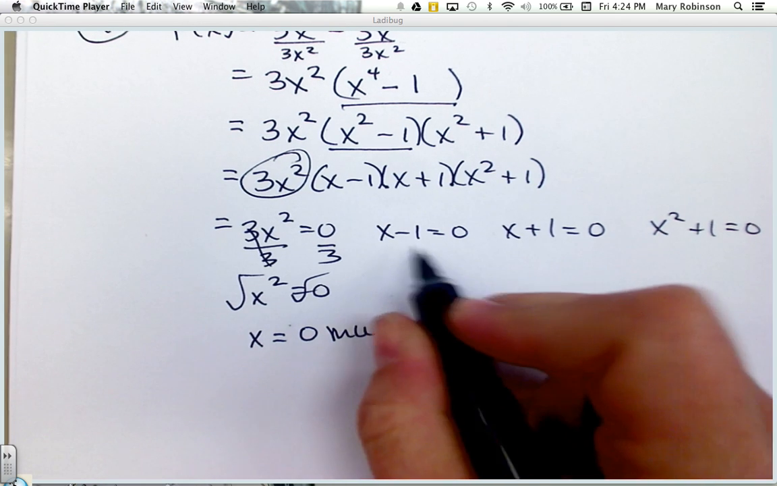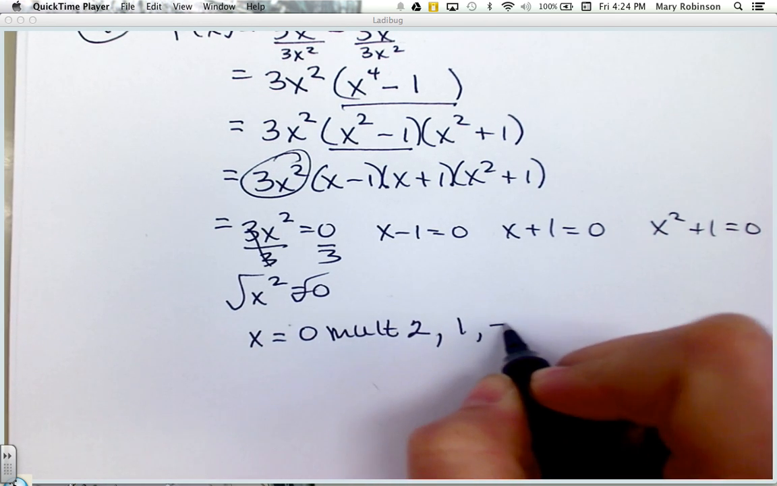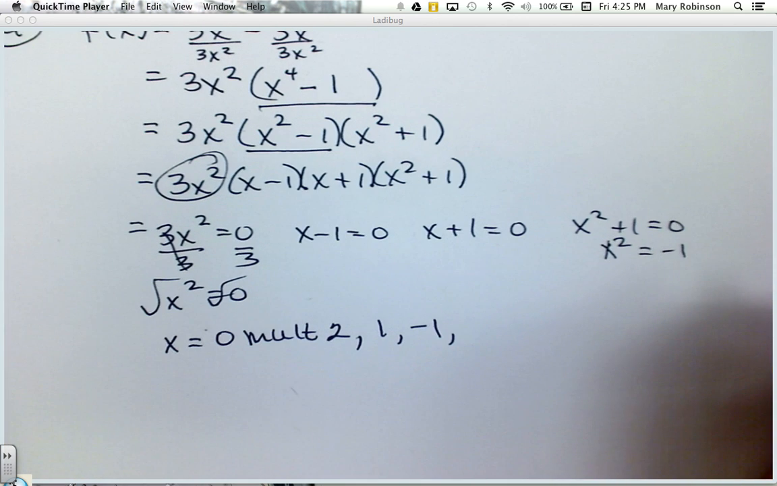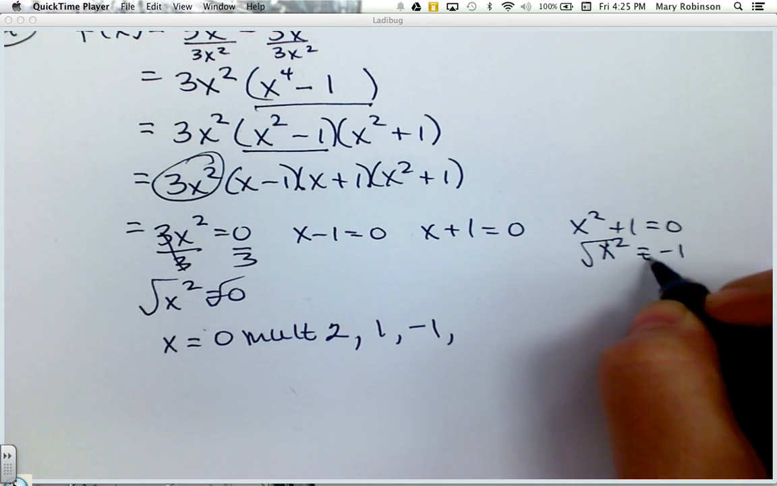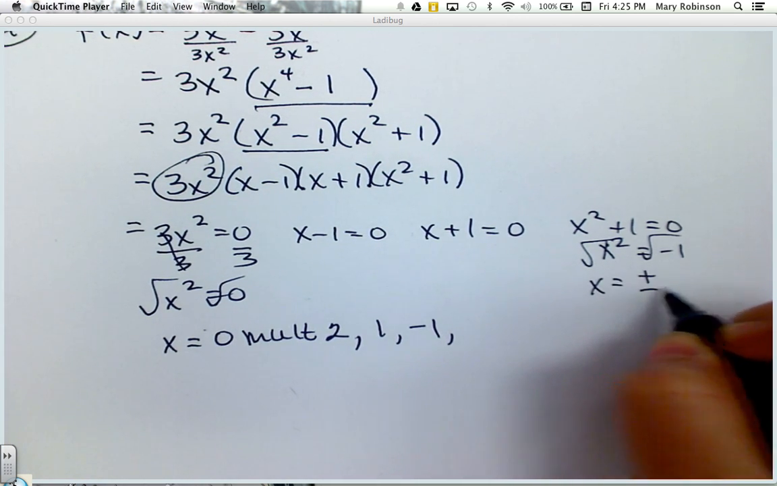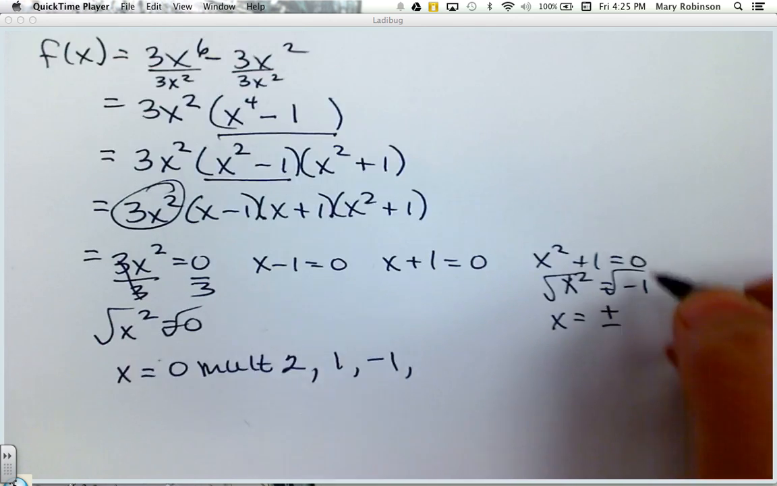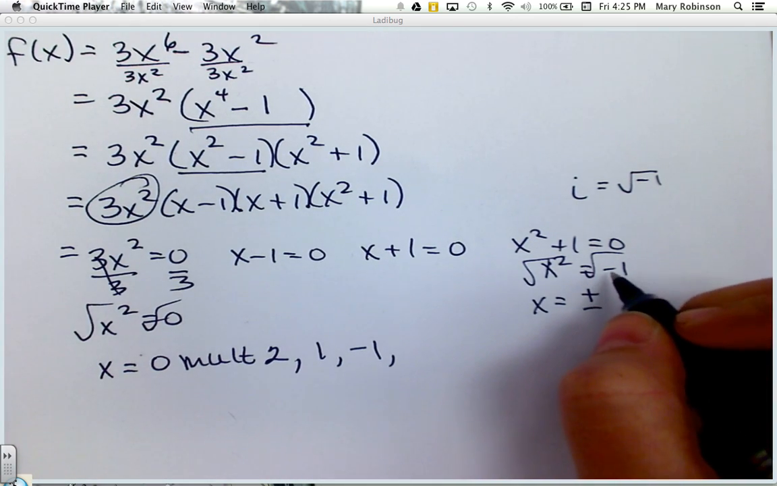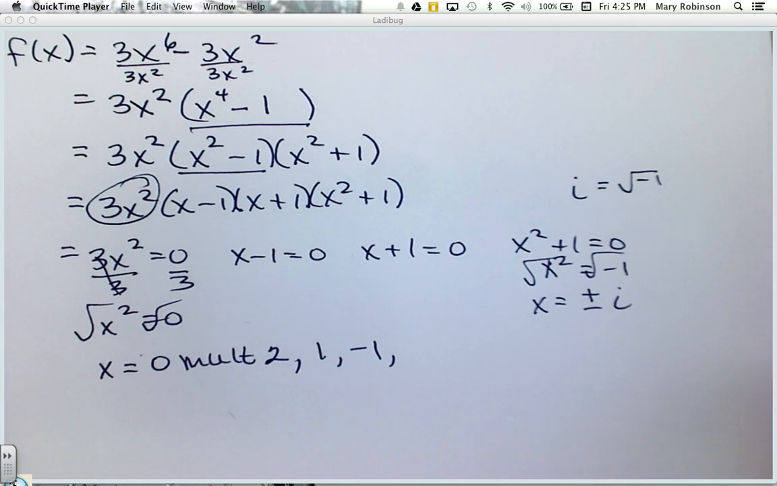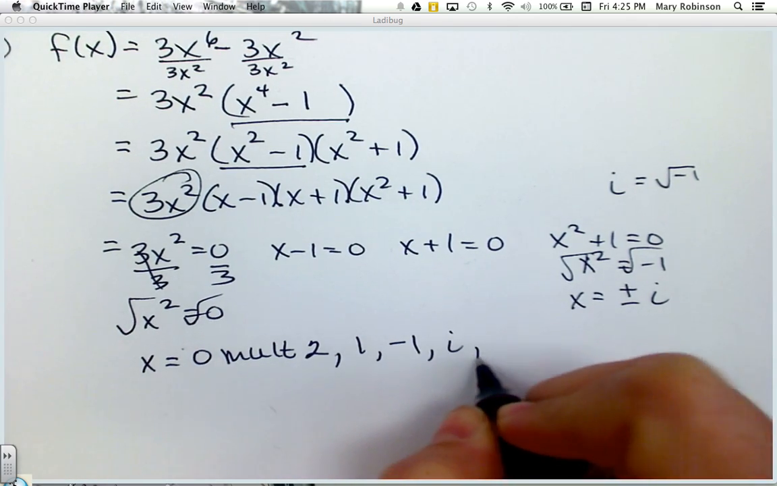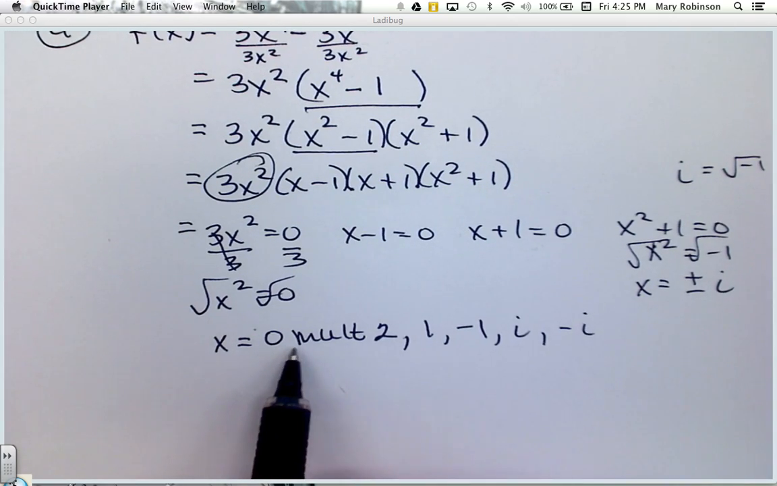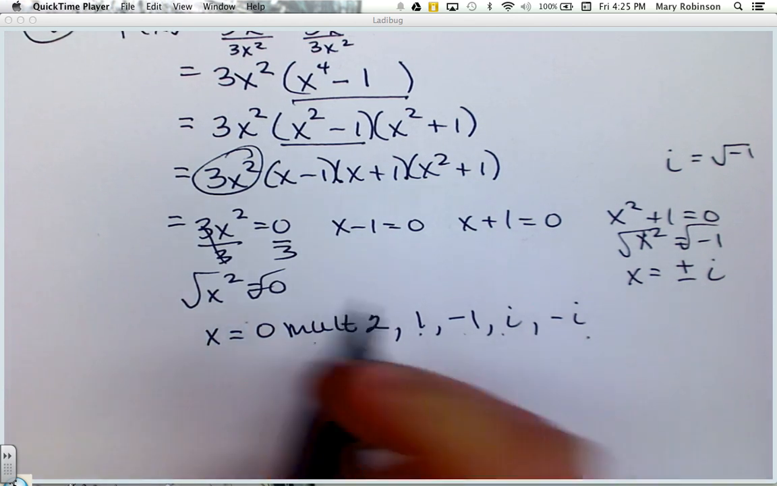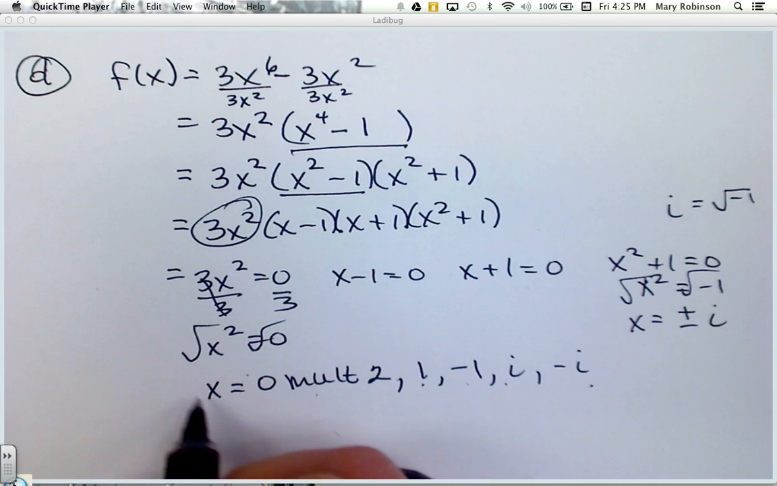So our other ones from here are positive 1 and negative 1, and for this one, when we solve by first subtracting 1 and then taking the square root of both sides, remember your plus or minus, but remember the definition of i is that it's equal to the square root of negative 1. So that's just going to be plus or minus i. So I'll put up here positive i and negative i. So let's count. We've got 1, 2, 3, 4, 5, 6 solutions. It matches our degree of 6, so we should be good.